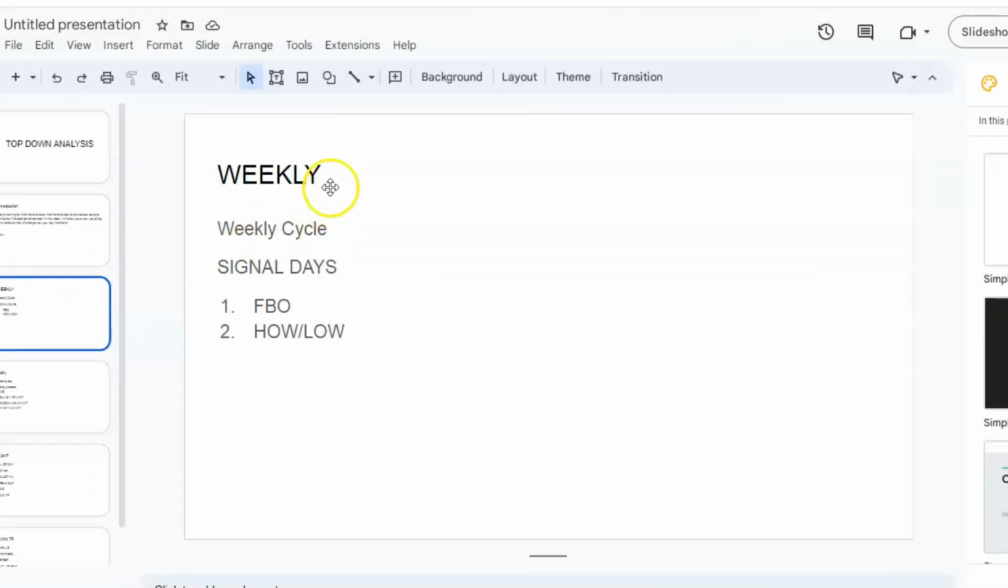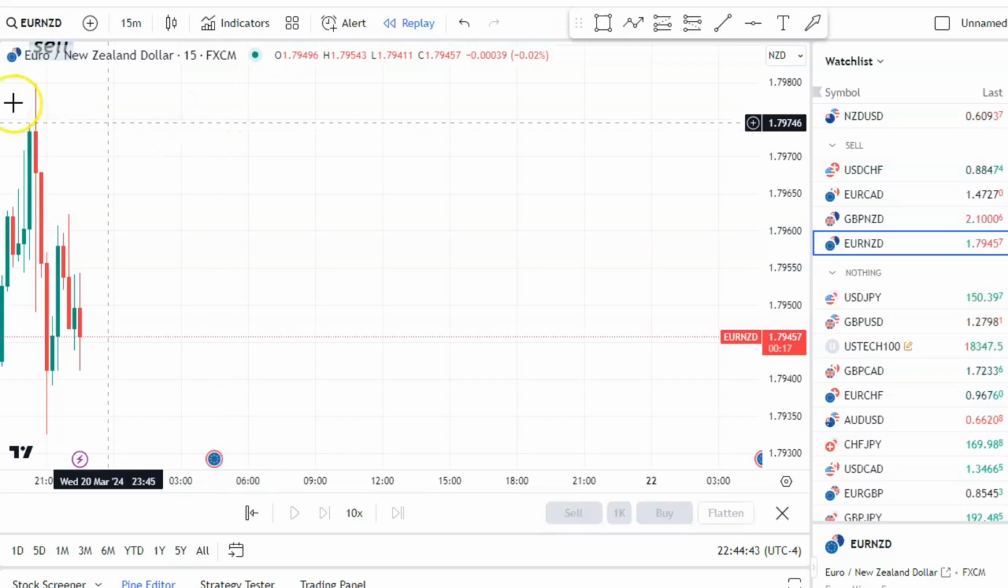But first things first, we analyze the weekly template. We want to know where the market is headed. And how do we do this? We use the weekly cycle. And the weekly cycle is broken down into signal days, which is the failed breakout or the high of week, low of week scenario. So what does that mean?